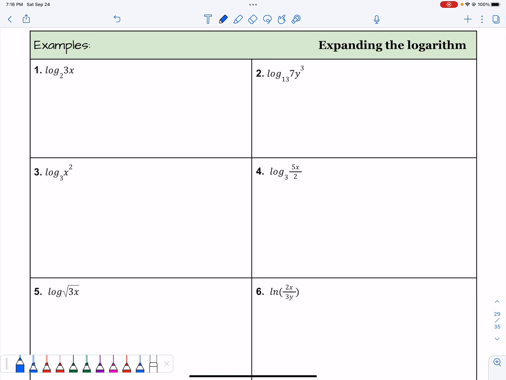For log base 2 of 3x, I need to write log base 2 of 3 and log base 2 of x. And then they're multiplied together, so I need to add. But then that's it. That's all I need.